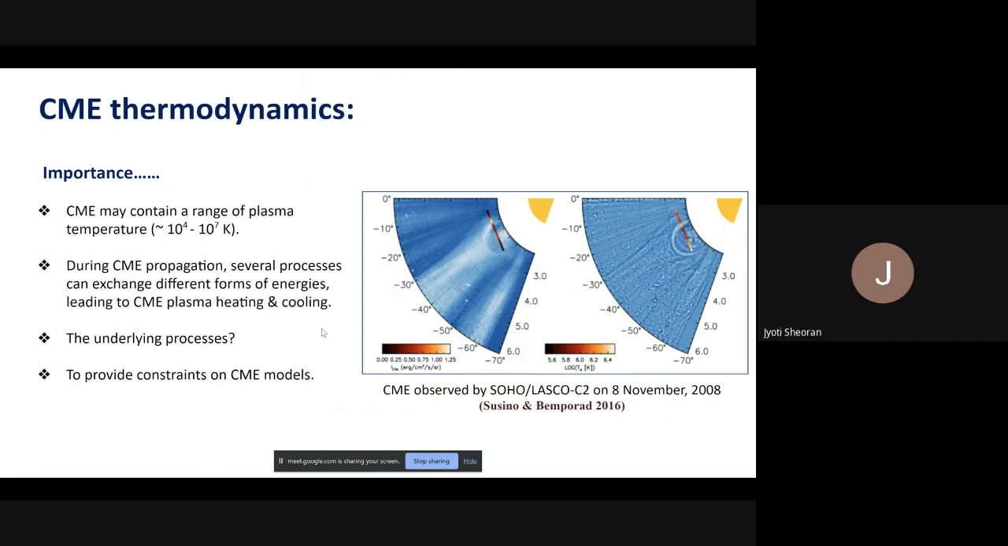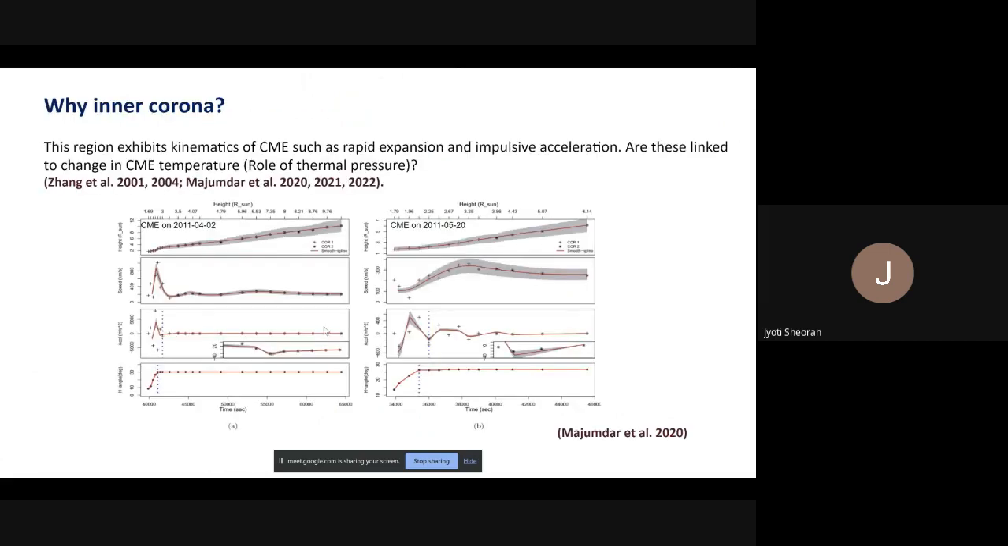Now the next thing is why we are interested in the inner corona. CMEs have been studied for several decades using white light coronagraph data, and it is well known that CMEs show peculiar kinematics such as rapid expansion and impulsive acceleration in the inner corona. It is believed that these changes are linked to three forces, which are Lorentz force, gravitational force, and drag force. But we still do not know what the role of thermal pressure force is in CME kinematics. Hence it is very important to study their evolution in the inner corona.